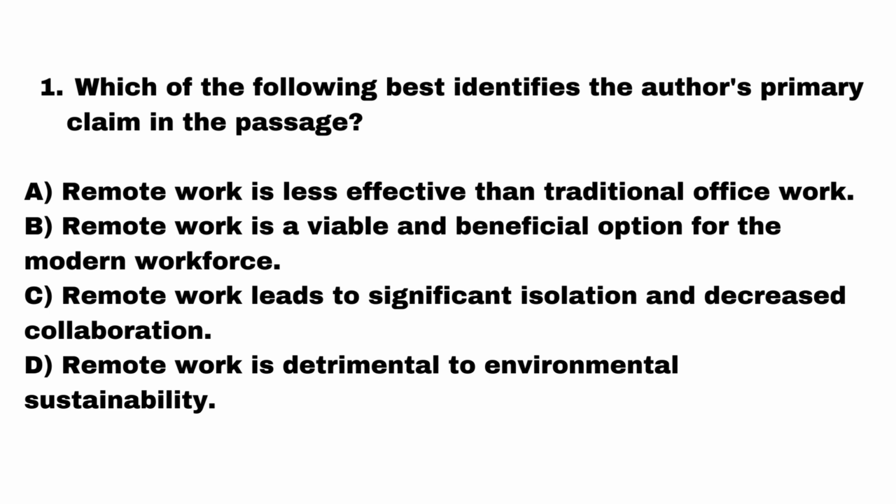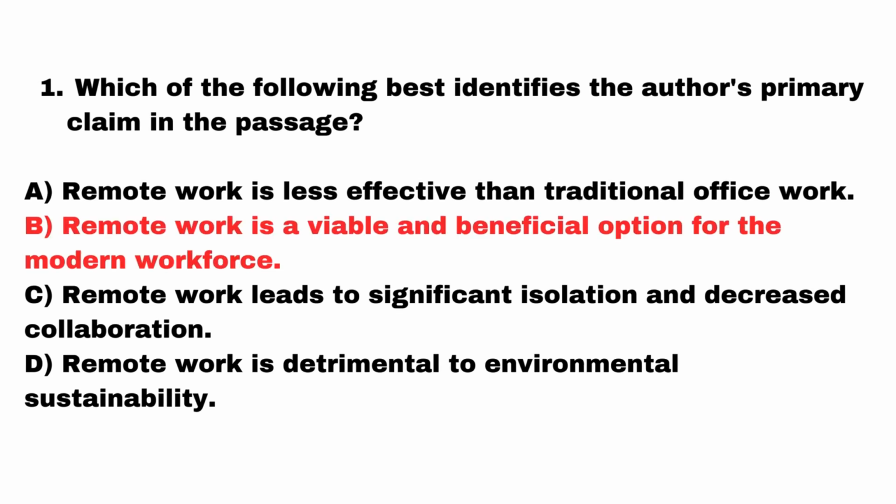1. Which of the following best identifies the author's primary claim in the passage? A. Remote work is less effective than traditional office work. B. Remote work is a viable and beneficial option for the modern workforce. C. Remote work leads to significant isolation and decreased collaboration. D. Remote work is detrimental to environmental sustainability. The correct response is B. Remote work is a viable and beneficial option for the modern workforce.